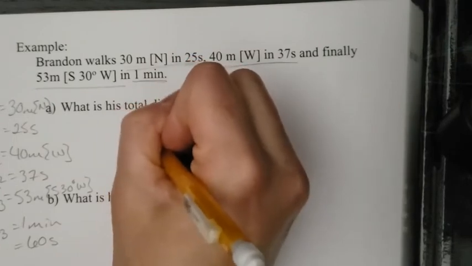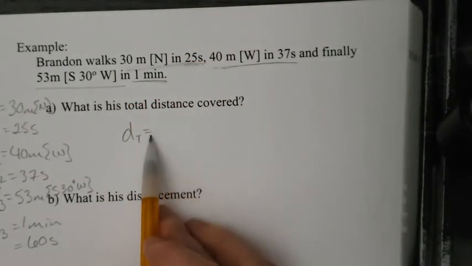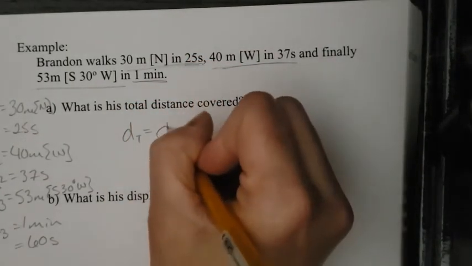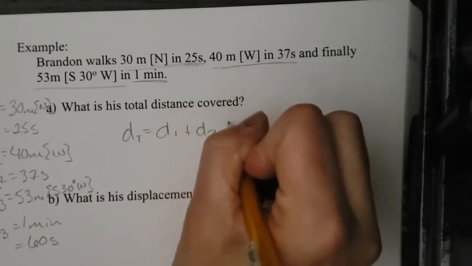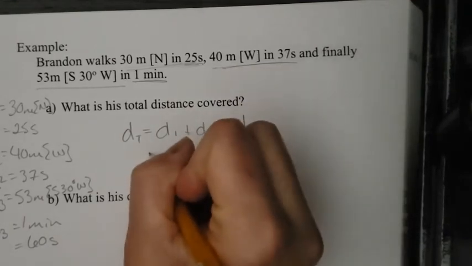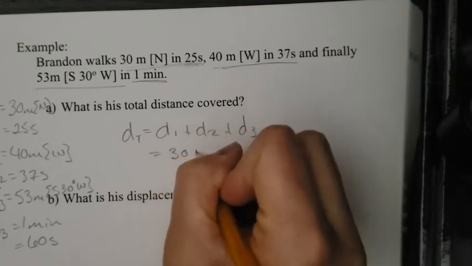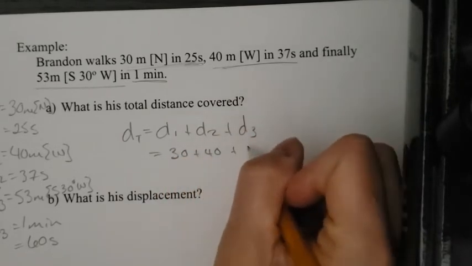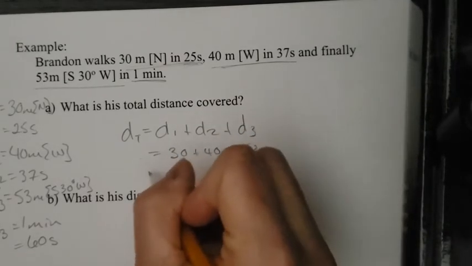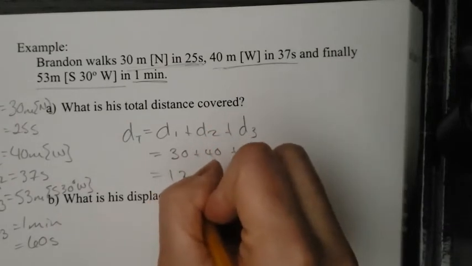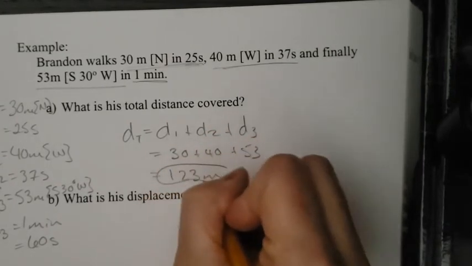Well, distance, the total distance, you just add all the distances together. So it's going to be D1 plus D2 plus D3. Write them in. So we have 30 plus 40 plus 53. And that works out to be 123 meters.